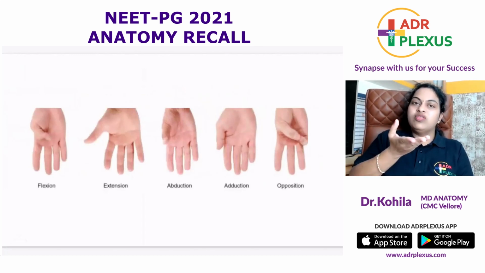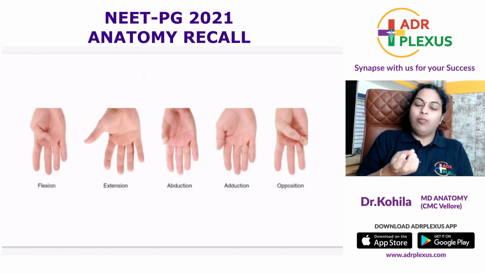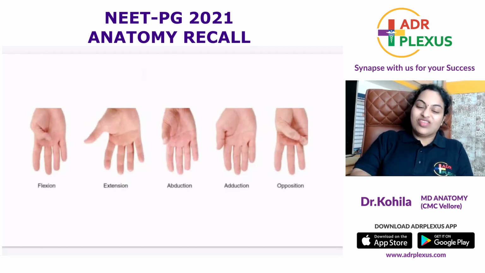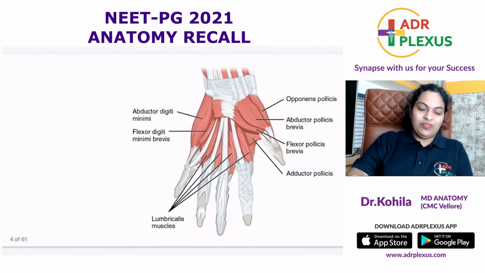The movements of the thumb: flexion, extension, abduction, adduction, opposition. In abduction, see, the tip of my thumb is facing towards the ceiling. You should be able to differentiate abduction from the other movements of the thumb: flexion, extension, adduction. For abduction, the tip of the thumb comes to face the ceiling.